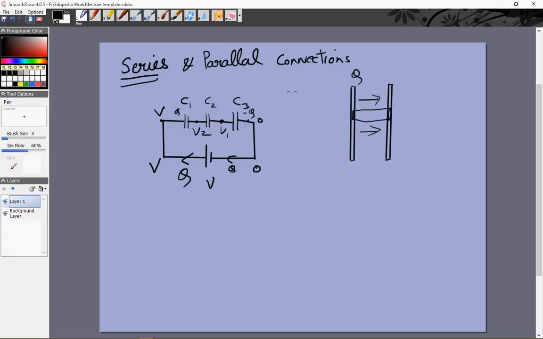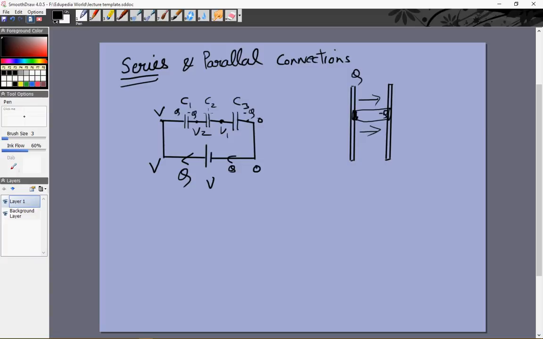Right. Now if plus Q charge exists here, then a minus Q charge has to exist here for the total charge to be zero. Right. That is the only option. So the moment we have a plus Q charge on the left side of the plate, on this plate, we have a minus Q charge.